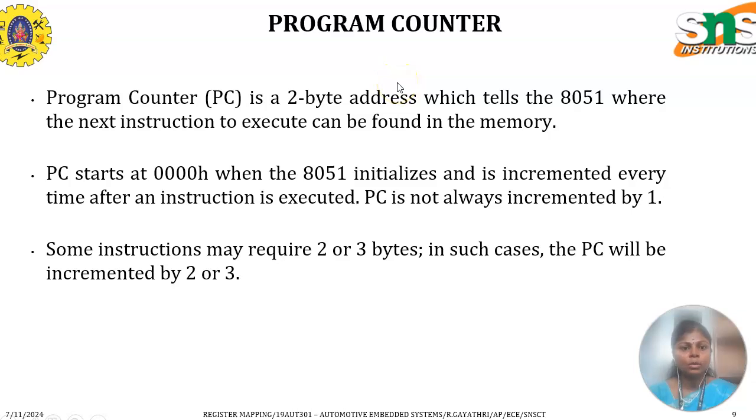Then coming to the program counter, which is a 2-byte address that tells the 8051 where the next instruction to be executed is to be found in memory. The program counter starts from 00H when the 8051 initializes and is incremented every time after an instruction is executed. The PC is not always incremented by 1. Depending on the instruction bytes, some instructions may require 2 or 3 bytes, in which case the program counter will be incremented by 2 or 3.